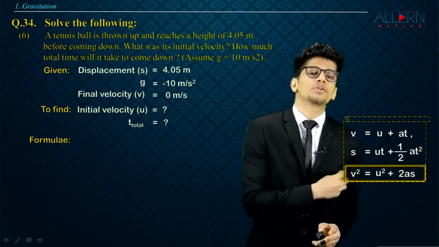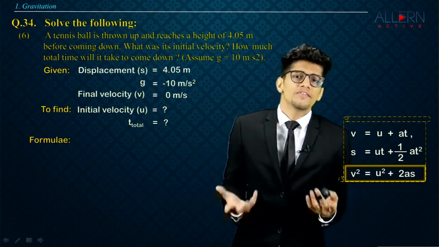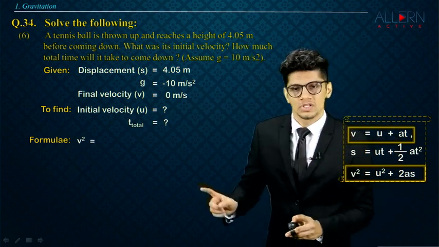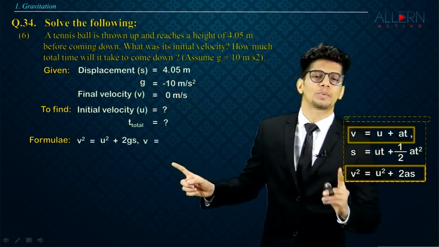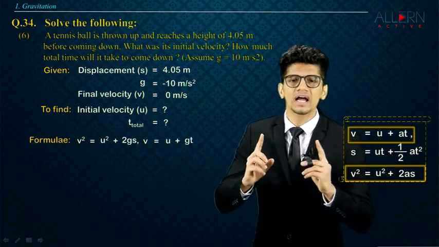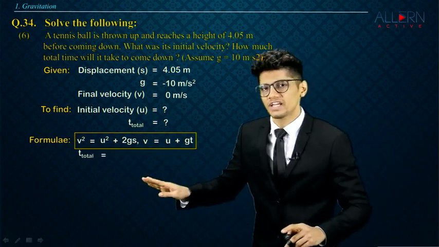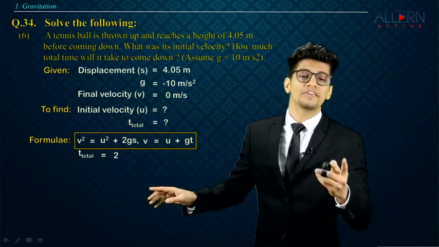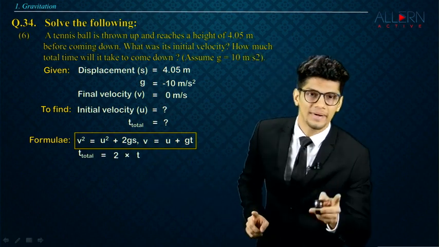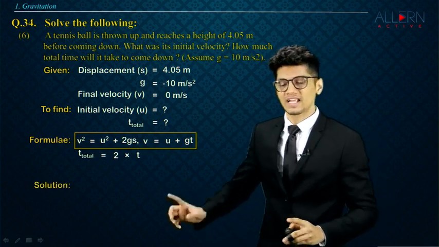That is v square is equal to u square plus 2gs, remember. And to find the value of time, we can use the first formula, that is v is equal to u plus gt, remember. So we'll write these two formulae. v square is equal to u square plus 2gs and v is equal to u plus gt. We'll start by using the first one, and for the second, obviously it is total time, and we know that time of ascent is equal to time of descent, so we'll write 2 into t. The time it takes to reach up, the same time it will take to reach down. So let's start with the solution first.